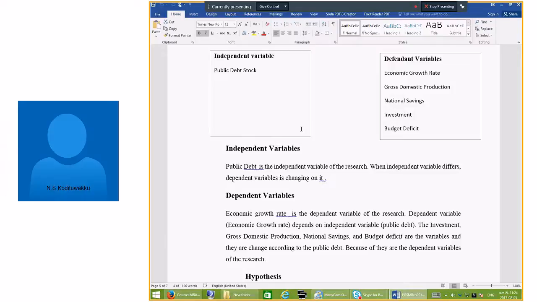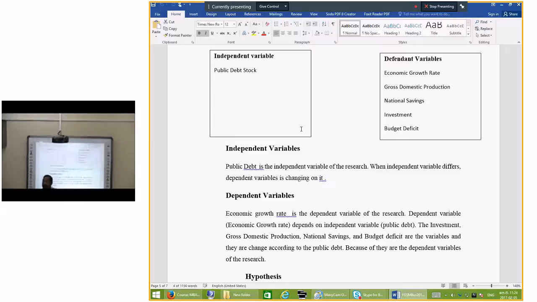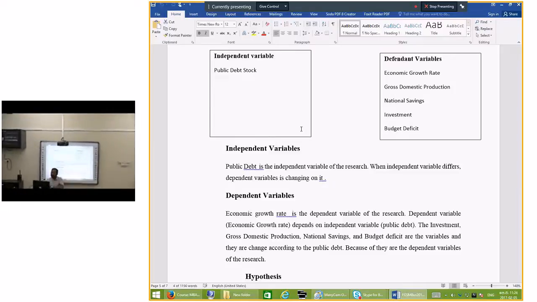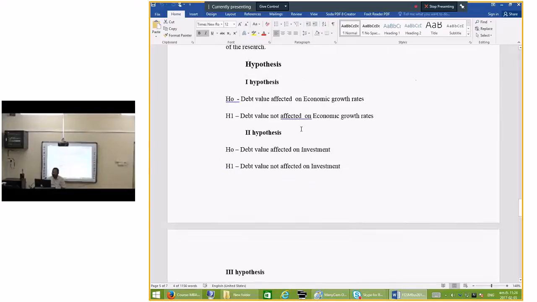You have only one independent variable and five dependent variables. Am I correct? Yes, sir. Then what are your hypotheses? Debt value affected the economic growth rate, debt value did not affect the economic growth, debt value affected the investment.